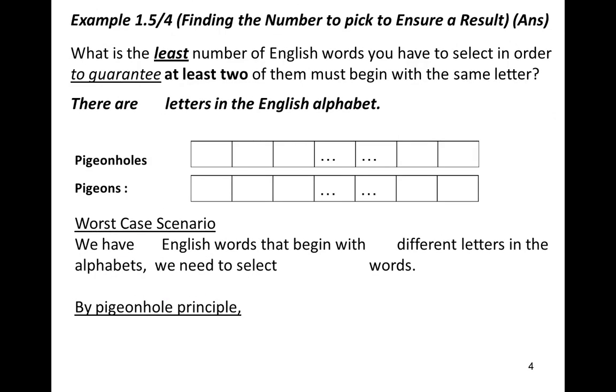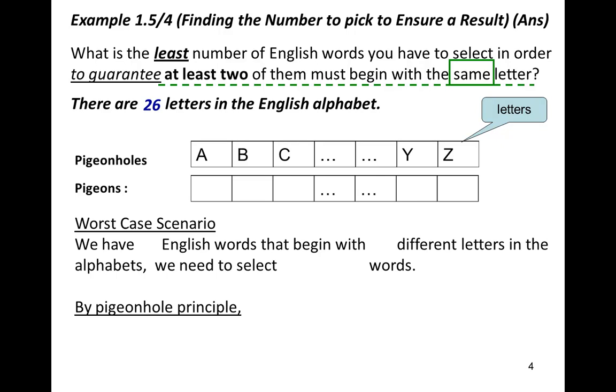In this example, we need to find the minimum number of English words to guarantee that at least 2 of the English words share the same beginning letter. So who is the pigeon and who is the pigeonhole? The word same will tell us that the one that will be shared is the letter. So letter is the pigeonhole, which we do have 26 possible letters in the English alphabet, namely A to Z. And the English words are the pigeons, which we are supposed to find the minimum number required.